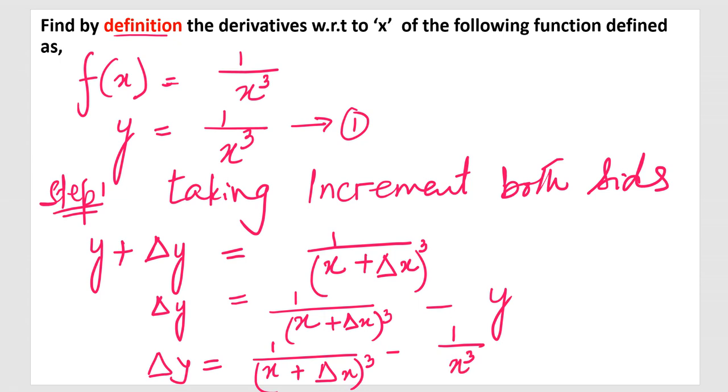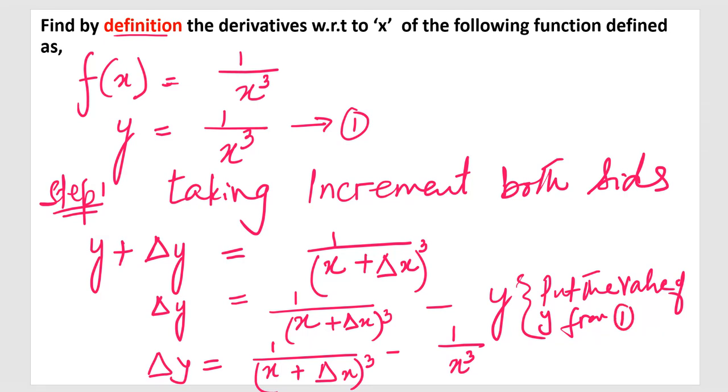What I did here, you have to write between these two lines. As I do not have room, I am going to write it here. Put the value of y from equation number 1 into equation number 2. So this is our first step. In the second step, we will solve this part. So moving on to the second step of this question.